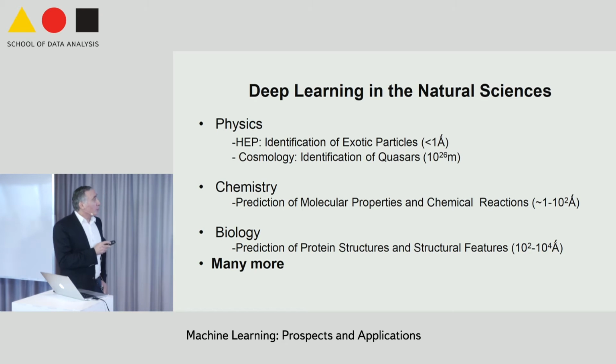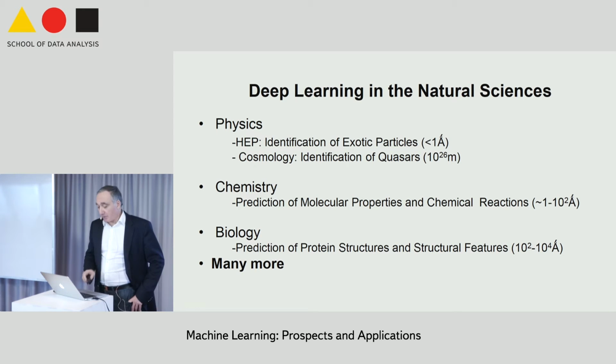So I'm going to show you problems in physics, especially the first one, high-energy physics, identification of exotic particles. This is data from the CERN collider. Then chemistry, prediction of molecular properties and chemical reactions. So we're talking here about small molecules in the tens of angstrom range. And then one example from biology, where I will use recurrent networks to predict protein structure and structural features.